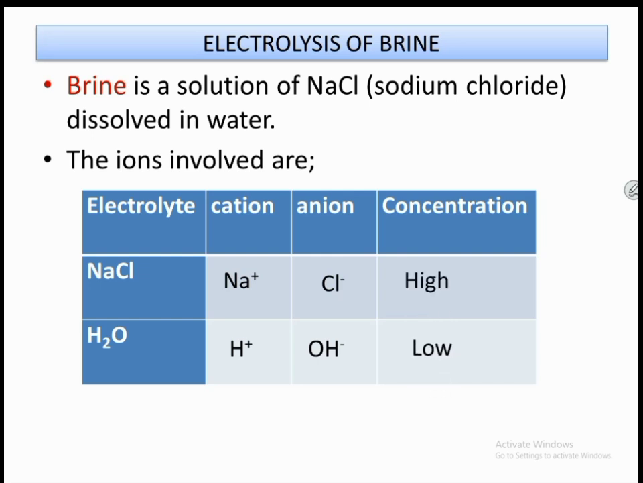Now, who is going to be discharged at the cathode and at the anode? We have two different cations and two different anions. Of course, the one at the bottom of the cation series is discharged. Now between sodium ion and hydrogen ion, who is at the bottom? Of course, we check the cation series.